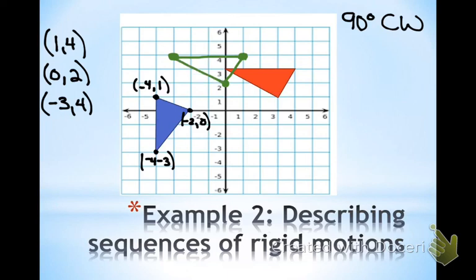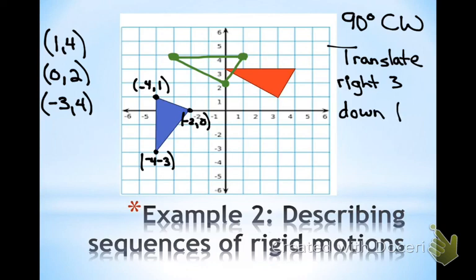Okay. But now it's still not in the same location. How is it being translated? Just make sure that you're comparing the same points. Okay, now that it's in the same direction, you can choose any of the points. How many units am I translating to the left? All right, just tell me. Right 3 down 1. Translate right 3, down 1. All right, and that's how it moved.